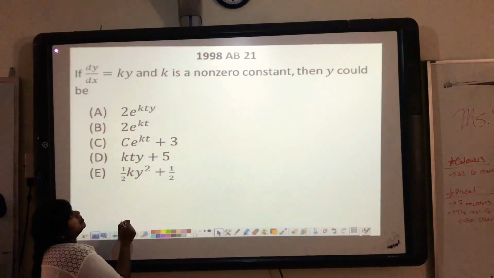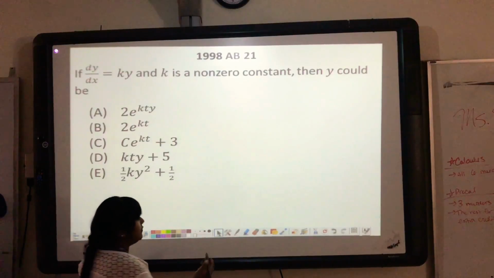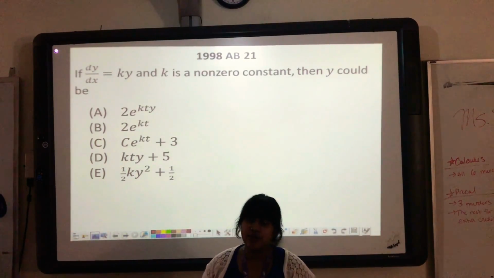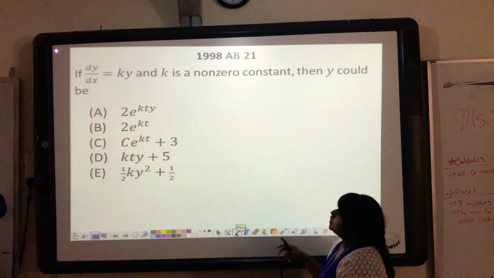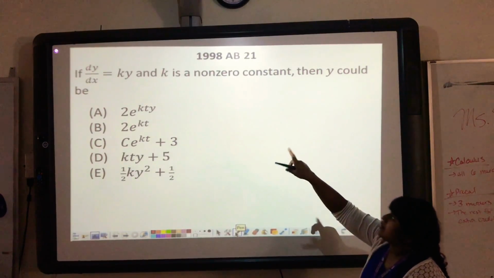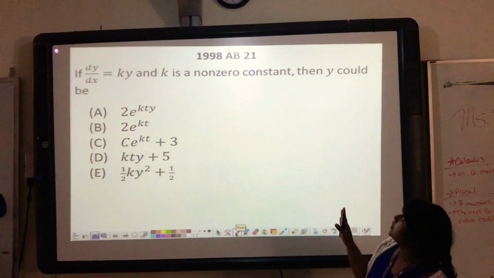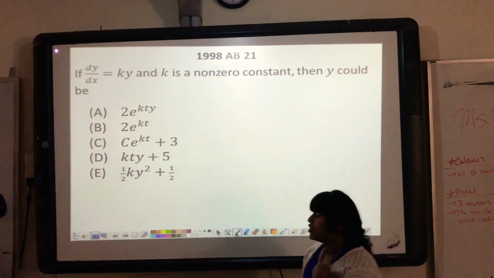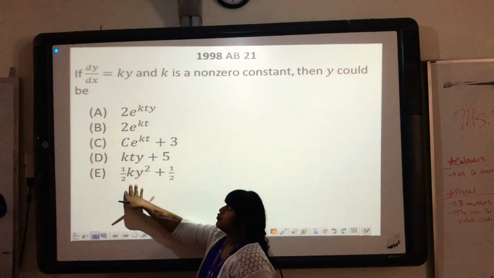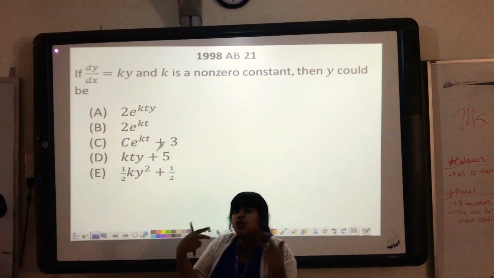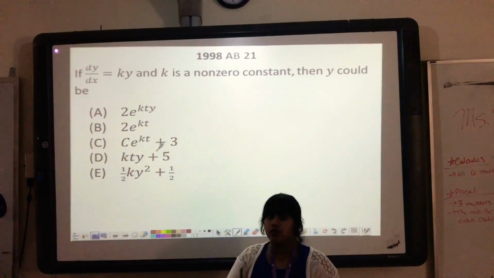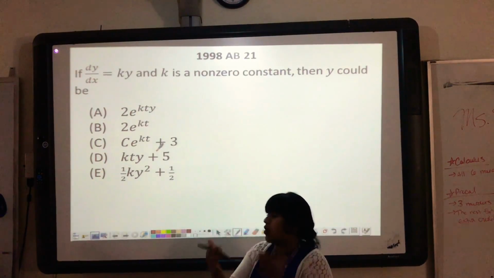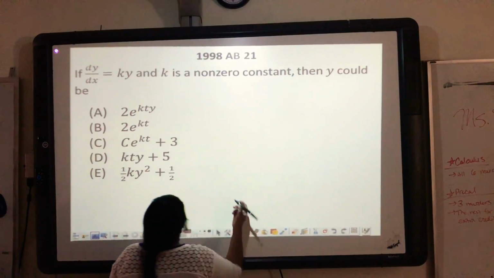Okay, this one's a little bit funkier. This one says if dy/dx is equal to ky, so directly proportional to y, and k is some non-zero constant, then y could be. So this is kind of more of a proof question, and it's asking us to figure out which of these could be my y. So I have to still do the same thing I've been doing: separate the variables, integrate, and solve for y.